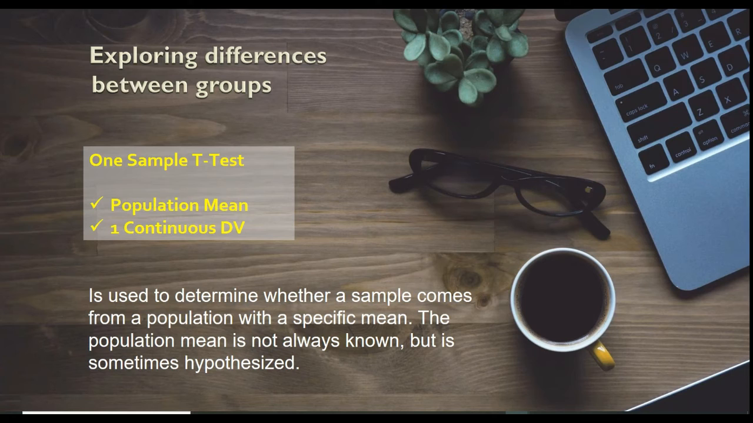Let's move on. Next test, which is exploring differences between groups. First one is one sample t-test. Let me tell you that there are 3 types of t-test. The first one is one sample t-test. The second one is independent sample t-test. The third one is paired sample t-test.